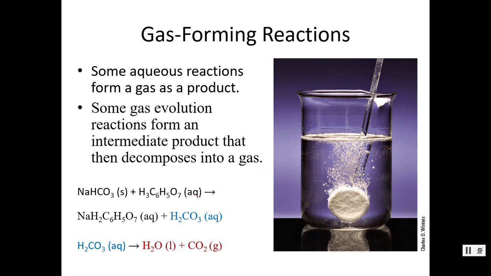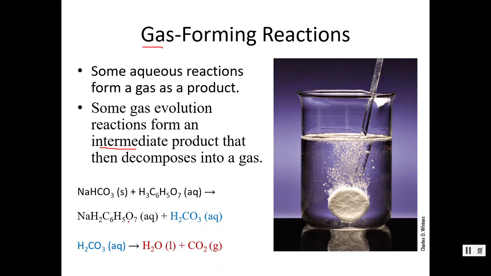Finally, our gas-forming reactions. Those are another subset of double displacement reactions. We still predict the products of those reactions using our double displacement rules, the cation of one pairing with the anion of the other. What makes gas-forming reactions unique is that the gas that is formed in these reactions comes from an intermediate that is unstable. And when that unstable intermediate decomposes or breaks down, it is that decomposition that produces the gas.